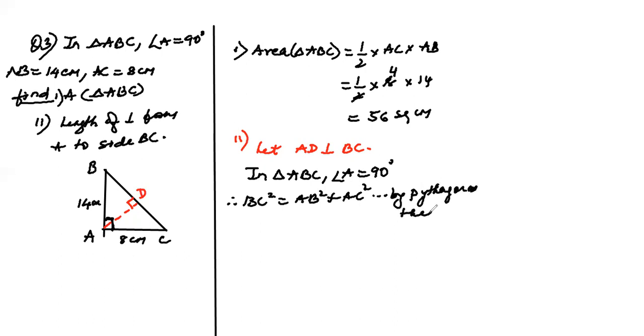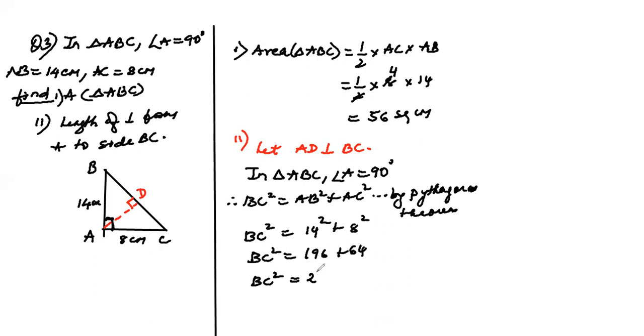And now what will happen, children? Remember, BC square equals AB, which is 14 square, plus AC, 48 square. So BC square equals 196 plus... this is 64... So BC square equals, how much will it be, children? 14 square is 196.